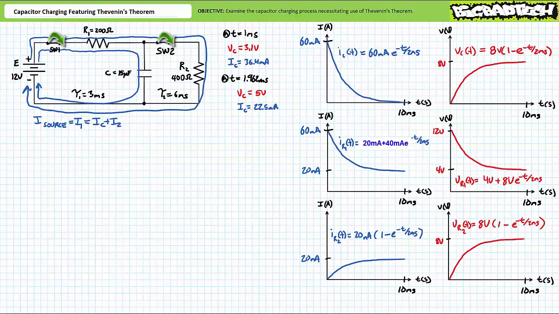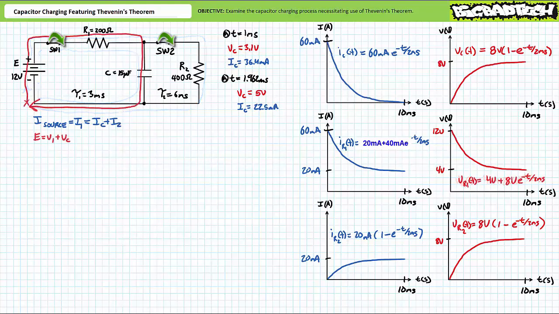Then it splits into two paths, one going into the capacitor and the other through R2. Source current equals I1, which equals IC plus I2. We know at t equals 1 millisecond, IC happens to be 36.4 milliamperes. This is one known piece of a larger puzzle. An application of Kirchhoff's voltage law for this loop in red demonstrates that the rise induced by the source is equal to the voltage drop across R1 plus the voltage across the capacitor, E equals V1 plus VC.